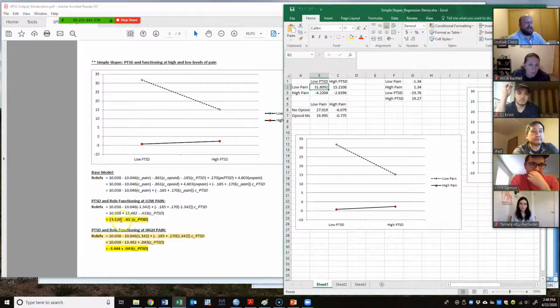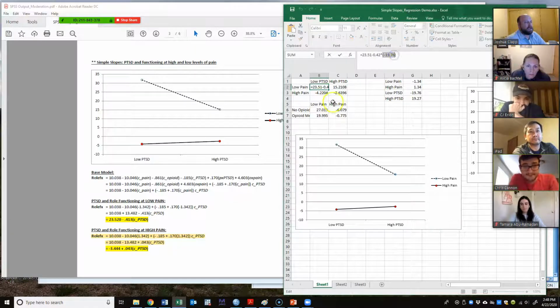All I did is I said, okay, here's my simple slope for the conditional effect of PTSD on role functioning at low levels of pain, right? So I go up to here to my Excel. I got 23.520 minus 0.413. If we look up here, and negative 19.76, what value is that?